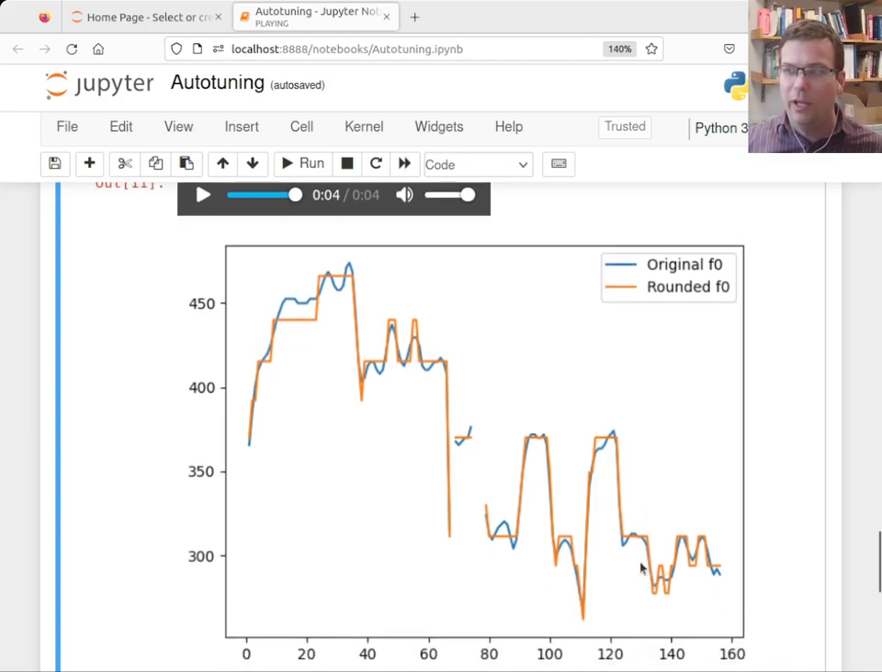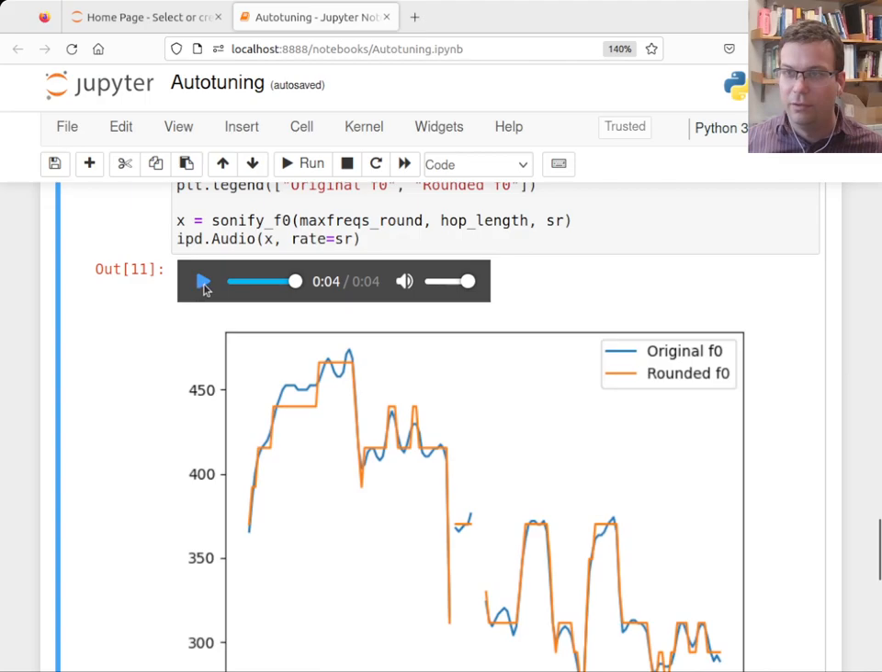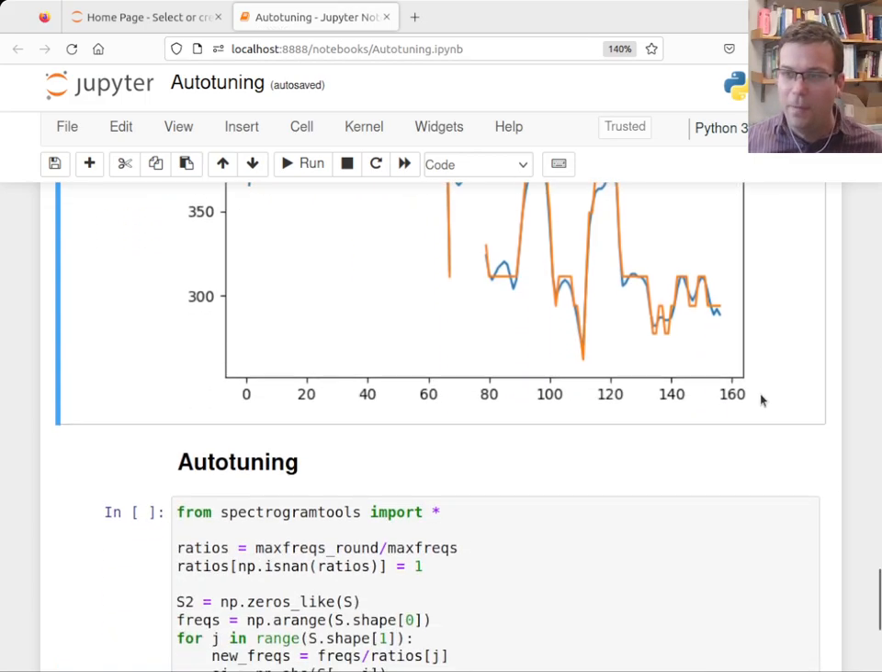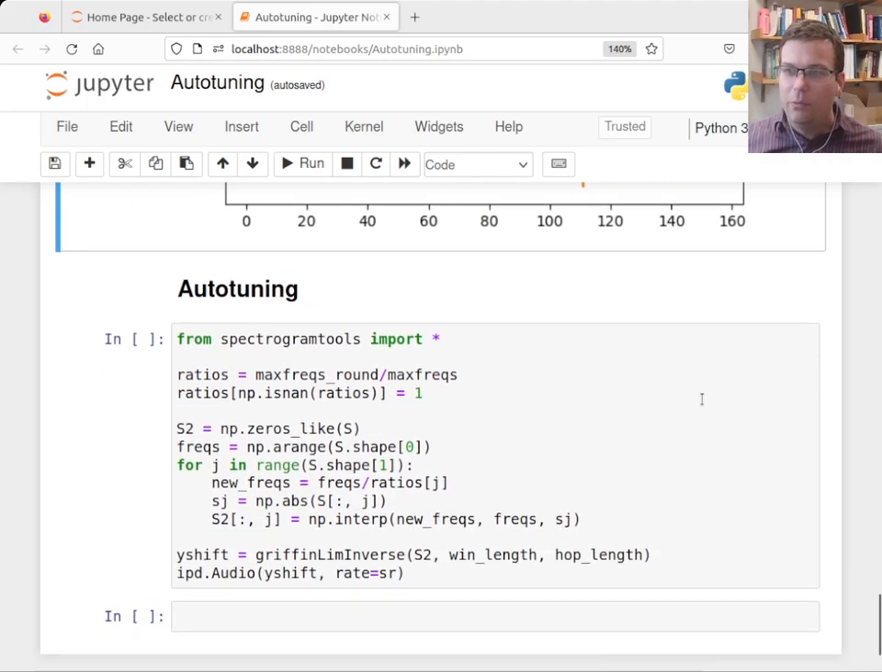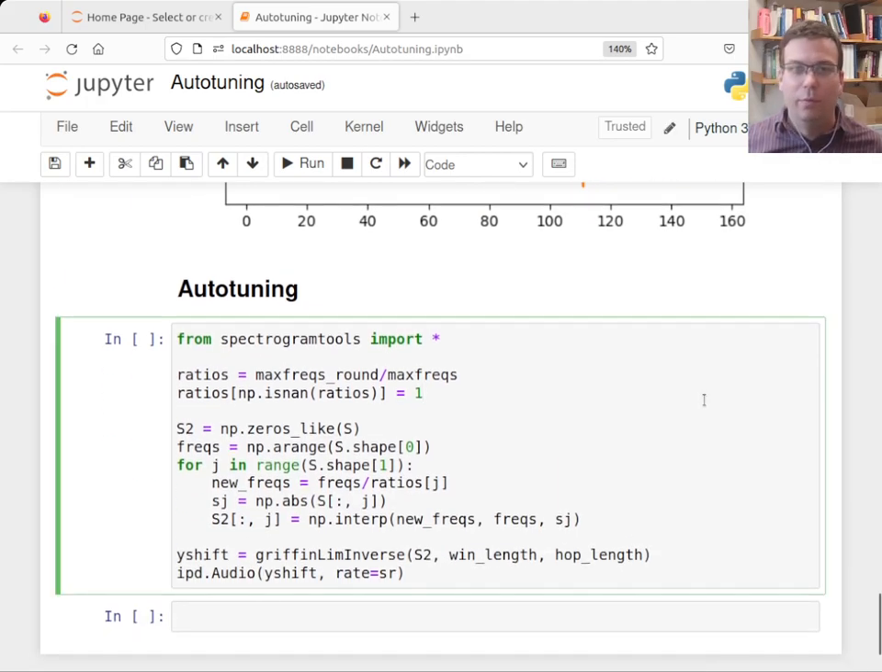Okay, so a little bit of hysteresis at the end, maybe it changed a little bit too much towards the end, but overall pretty good. So we got that kind of effect that we saw a moment ago with Cher, right? Okay. So here's what we do to apply this to the spectrogram.